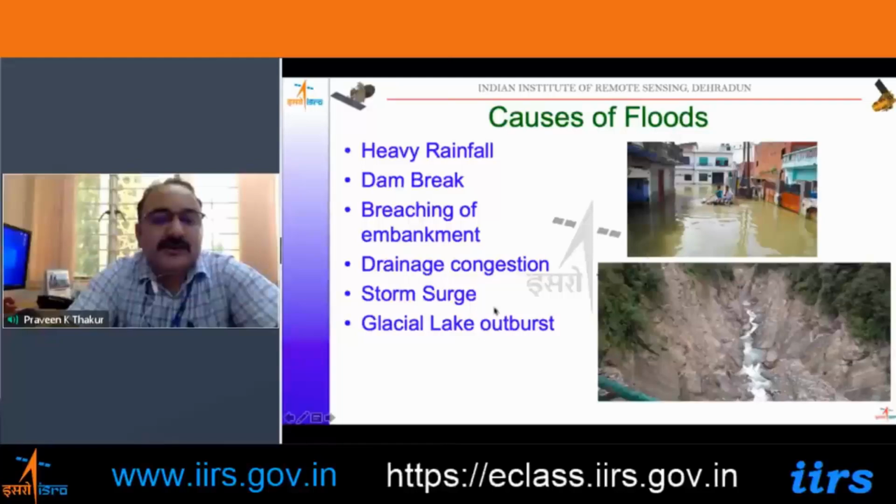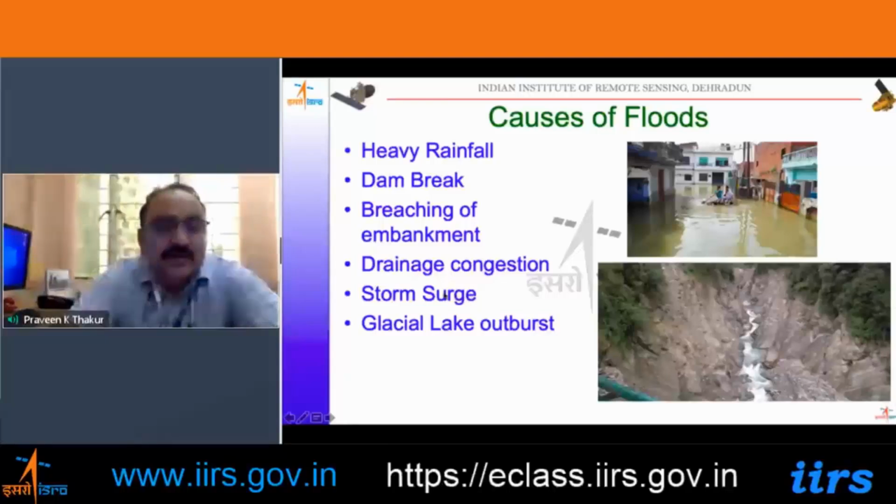Then in India, we also have cyclones in March, April, and in October, November on the east and west coast of India. During a cyclone, there is heavy rainfall, and also a storm surge, which can also increase the impact of flooding.